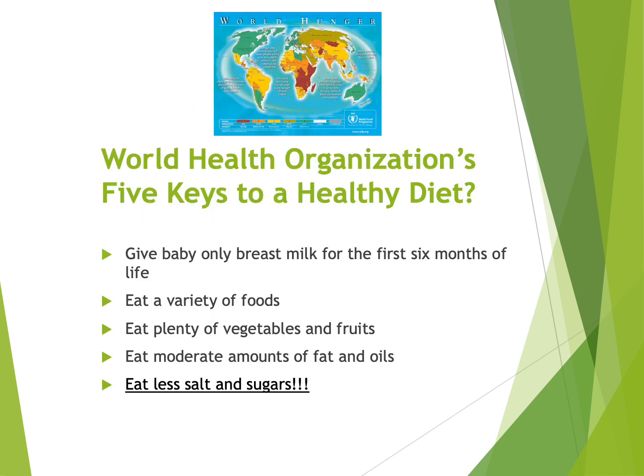Here we have 5 keys that the World Health Organization gives for a healthy diet. One is to give a baby only breast milk for the first 6 months of life. Two is to eat a variety of foods, because the greater the variety of fruits, vegetables, nuts, and seeds that you consume, the greater the amount of nutrients that you will be supplying to your body. Three, eat plenty of vegetables and fruits. Four, eat moderate amounts of fat and oils. And five, eat less salt, sugar, and processed foods.